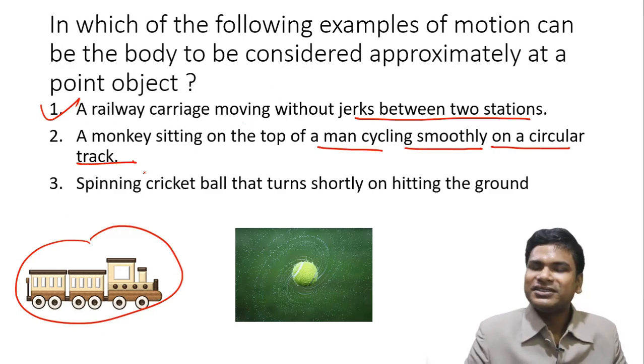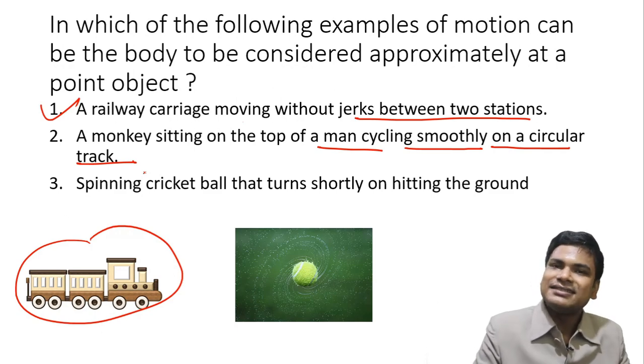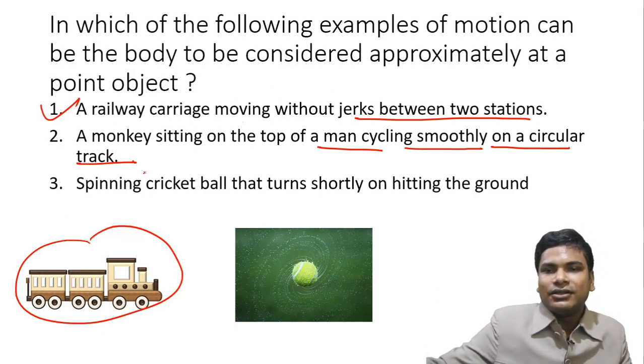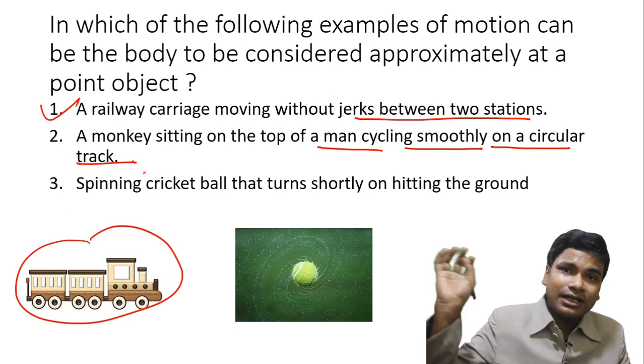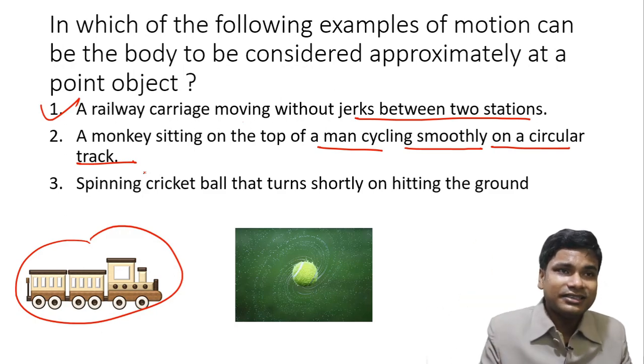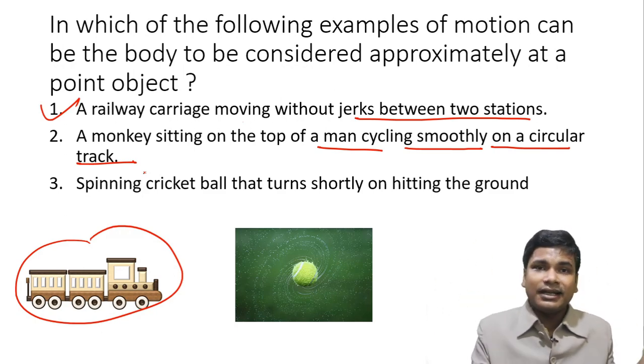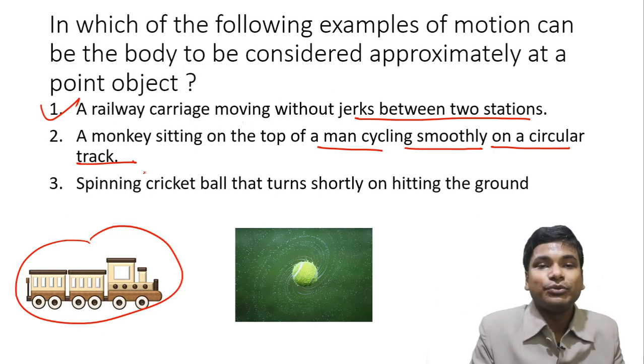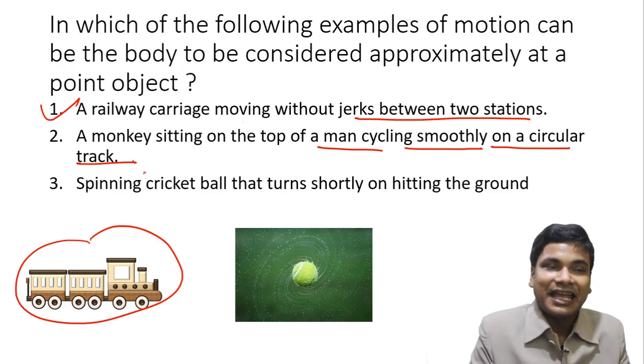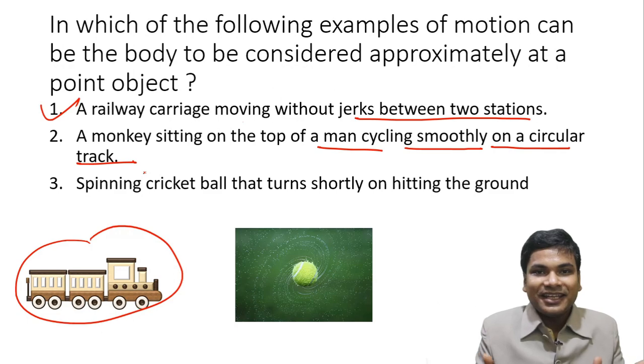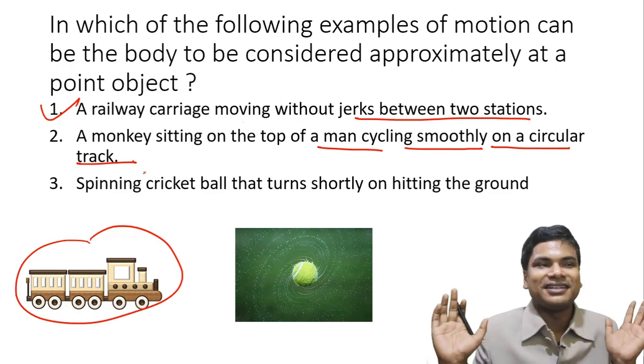Yes, because as I said, the man is cycling smoothly on a track. So here the entire cycle, the person itself and the monkey, the entire system we will consider to be a point mass, as the entire thing is moving on a circular path.